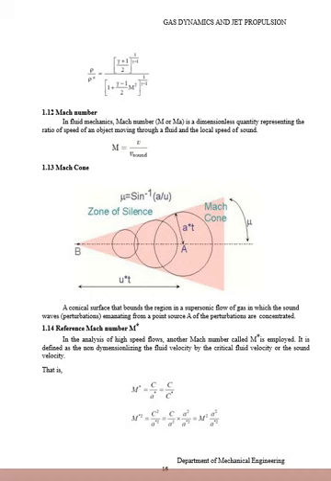In the analysis of high speed flows, another Mach number called M star is employed. It is defined by non-dimensionalizing the fluid velocity by the critical fluid velocity or the sound velocity. That is, M star equals C divided by A star, that is C divided by C star. M star squared equals C squared divided by A star squared, equals C by A squared into A squared divided by A star squared, equals M squared A squared divided by A star squared.